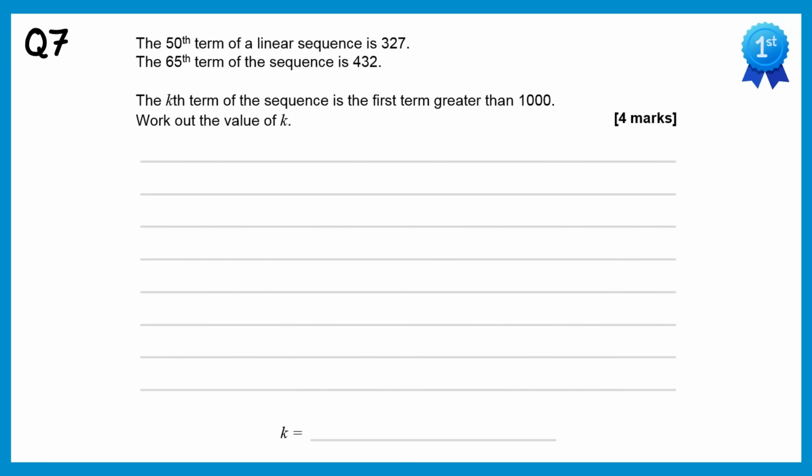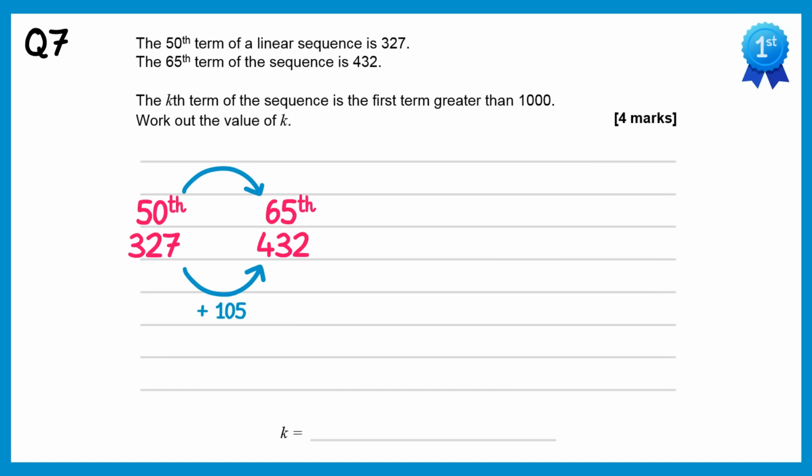In this question, we're told the 50th term is 327 and also the 65th term is 432. This means the difference between these terms is 105, but the difference is also equal to 15 terms. This means that 15 lots of the difference must equal 105. So 15 times the difference is 105. If you divide both sides by 15, the difference is 7.